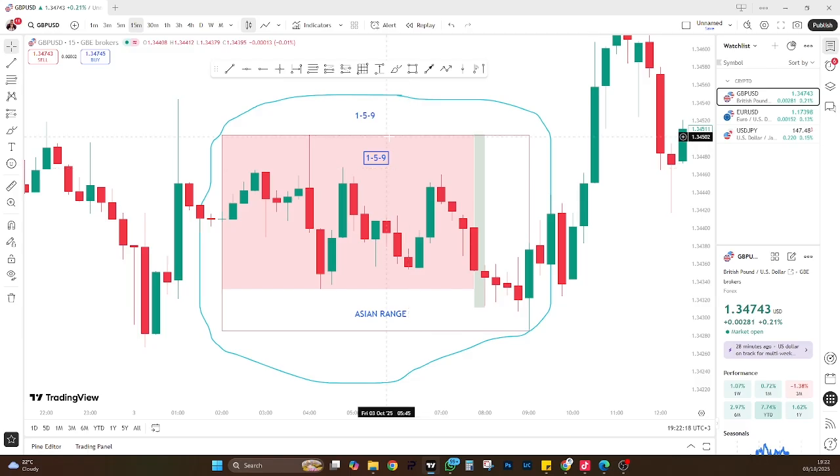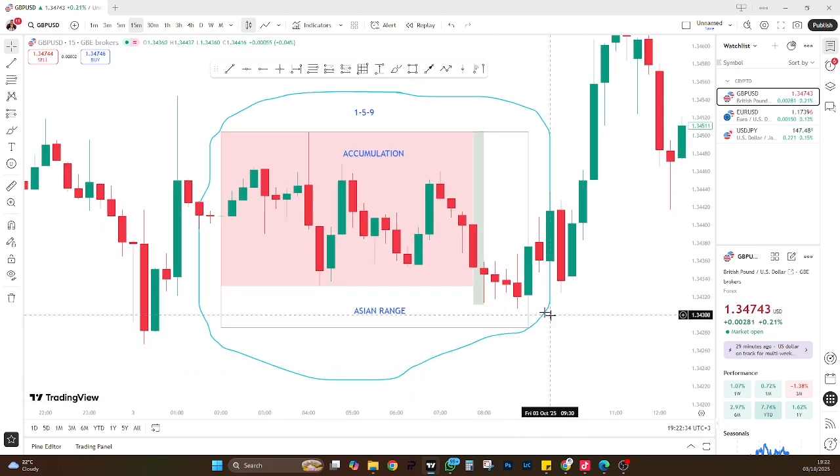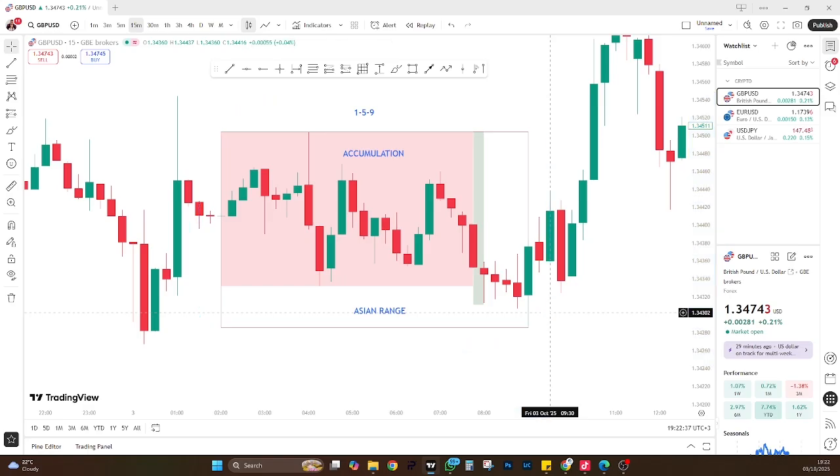All that is what? Accumulation. The Asian ridge, 2 a.m. to 9 a.m., all that move is accumulation. But for us to understand what will happen later, we need to check two things.